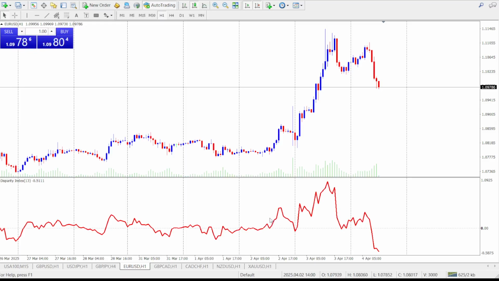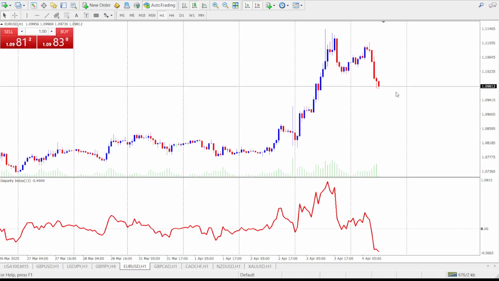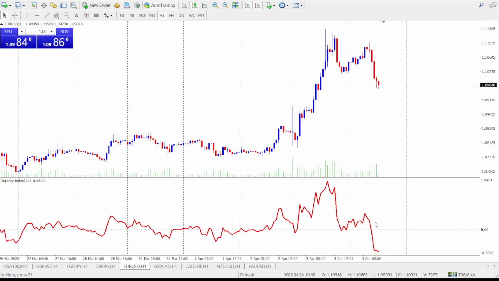This means buyers are taking control and upward momentum is gaining strength. On the flip side, when the disparity index drops below zero, it flags a bearish trend, suggesting sellers are dominating the market and a downtrend may be forming or continuing. Now, here's where it gets even more interesting. This indicator doesn't just give you reversal signals, it also shows trend continuation setups, which means you can catch those pullbacks and rejoin the trend at optimal entry points.